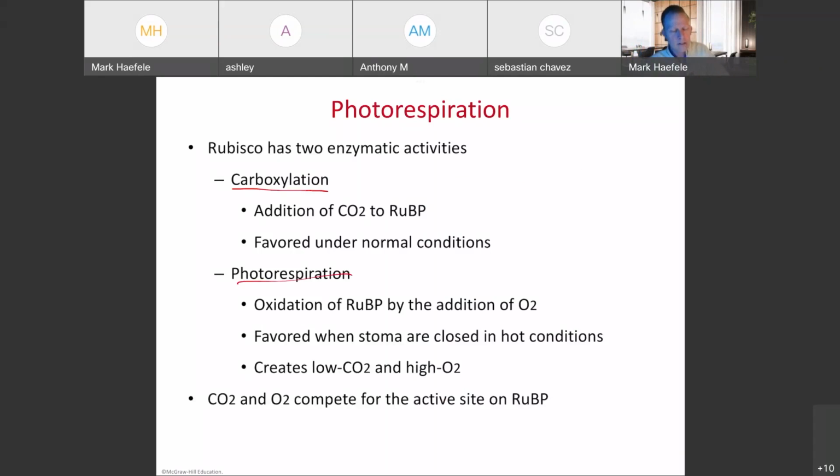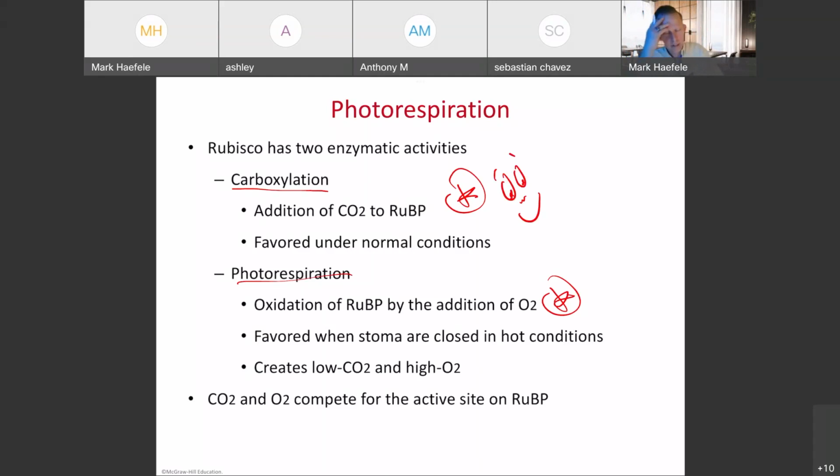This is what we want Rubisco to do, but often it will do the other if we put it under undesirable circumstances. For instance, if we have a lot of CO2, then RuBP will take that CO2 and fix it into the carbohydrate, and we'll have plenty of carbohydrate to work from. So that's a good thing. This is what we want, right?